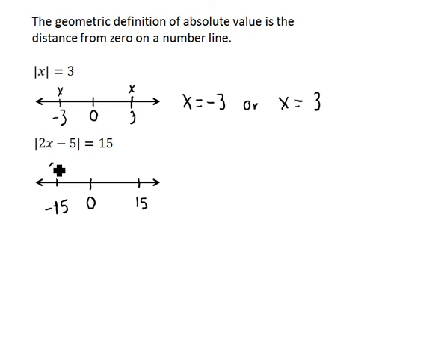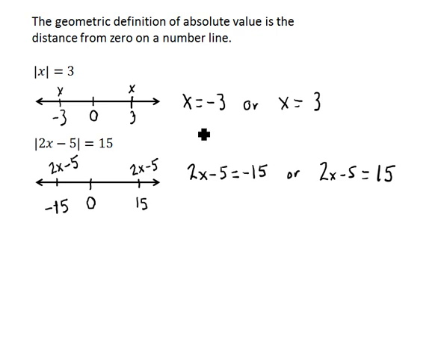And this expression, again, if we think of it as a thing, could be down here on the number line, or it could be over here on the number line above the 15. And what that means is we can now write that 2x minus 5 could equal negative 15, because that's where we put it over here, or 2x minus 5 could equal positive 15.